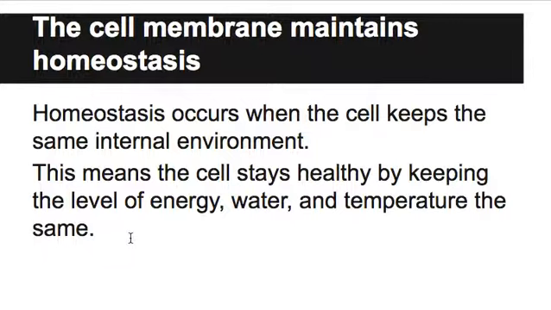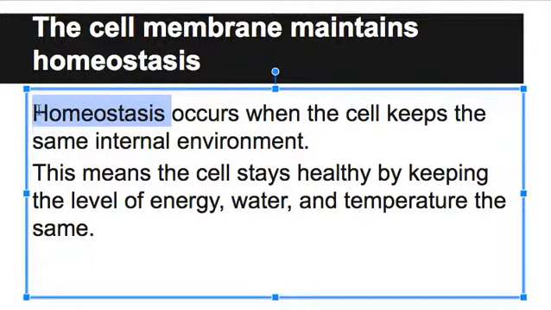Now we're going to move on to how it maintains this thing called homeostasis. Homeostasis is a big word. We're going to break it down into two parts. Homeo means the same. Stasis means state. So same state. Homeostasis occurs when the cell keeps the same internal environment. This means the cell stays healthy by keeping the level of energy, water, and temperature the same.